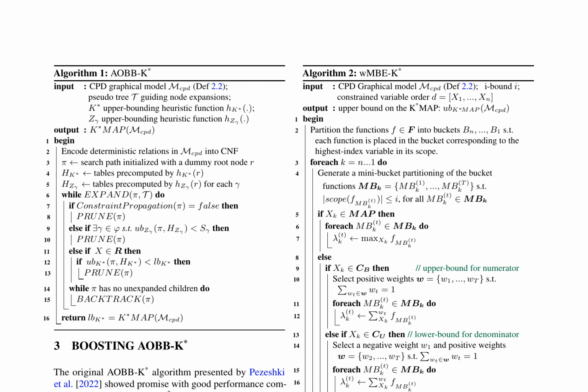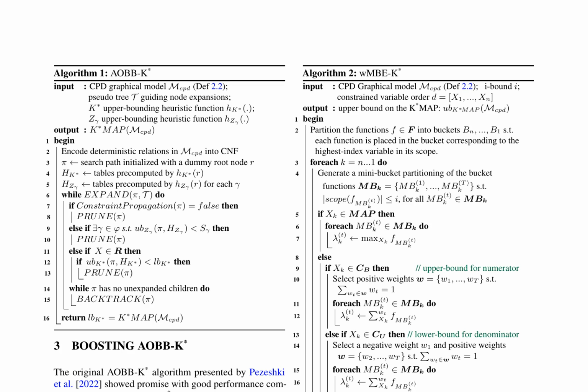Algorithm 1. AOBB-K* has been advanced to improve its scalability, resulting in the boosted version, AOBB-K*-b. The original AOBB-K* algorithm was limited by the sometimes weak or unbounded heuristic estimate provided by WMBE-K*. To address this, AOBB-K*-b introduces three sequential improvements to WMBE-K*. First, adjustments are made to the power sum mechanism to enforce non-zero lower estimates.